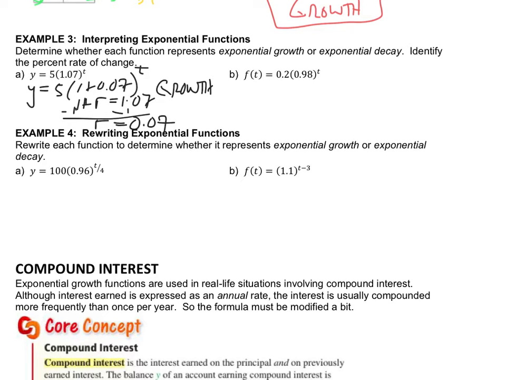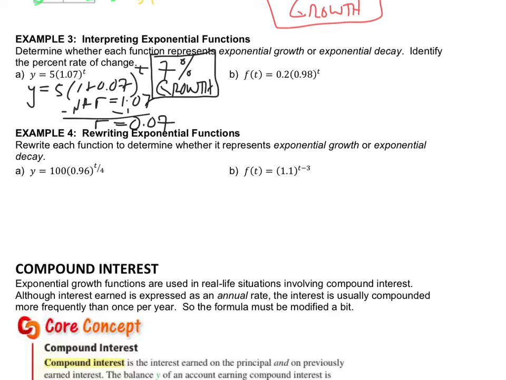and then the 0.07 tells me that it's a 7%, because we always write it as a percent. It's a 7% growth. Okay, so basically, because this number right here is greater than 1, it's growth. And then when I subtract 1 from this, it tells me that we grew by 7%.